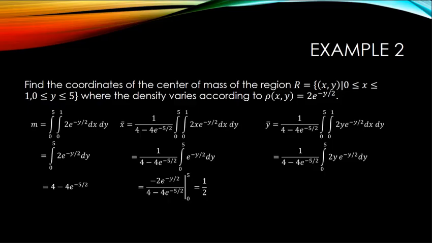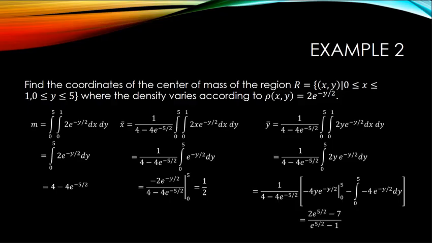This gives me 1 over the quantity 4 minus 4e to the negative 5 halves times the integral from 0 to 5 of 2y e to the negative y over 2 dy. I integrate this using integration by parts and simplify, and I get 2 times e to the 5 halves minus 7 over the quantity e to the 5 halves minus 1. My coordinates x bar, y bar are therefore given by 1/2 and 2 times e to the 5 halves minus 7 over e to the 5 halves minus 1. I will warn you, you have to be careful with your signs in using the integration by parts here.